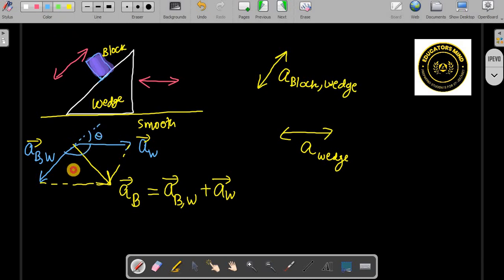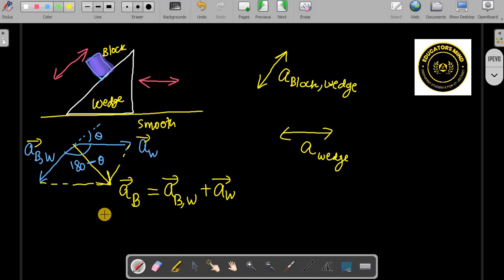So obviously this angle will be 180 minus theta. So if you know these accelerations, the acceleration of this block with respect to the wedge and the acceleration of the wedge, then you can add them to get the resultant. That will actually be the acceleration of the block with respect to the ground. That's the absolute acceleration. This is how we calculate.